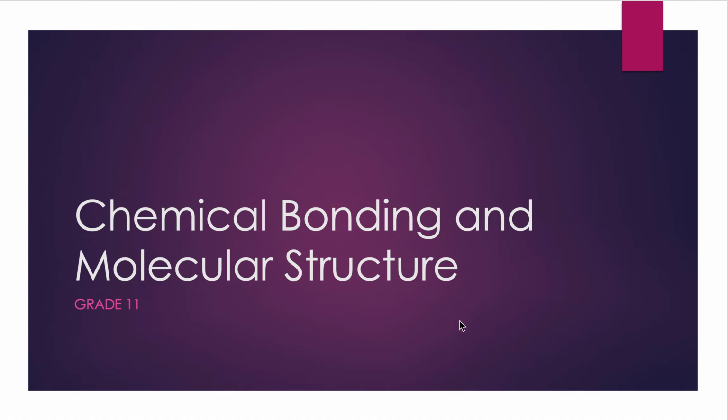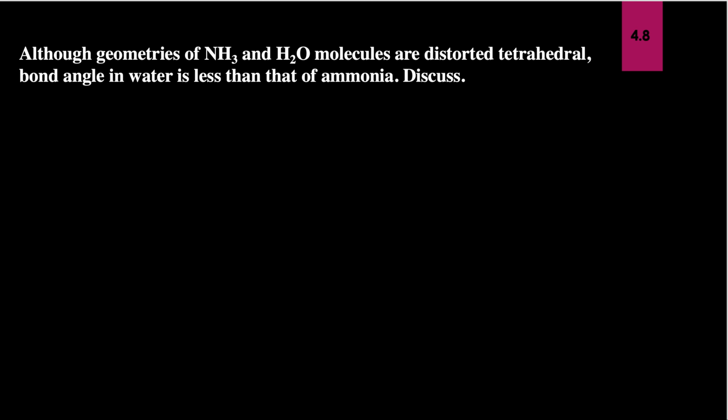In today's video, we are doing another question from chemical bonding and molecular structure, which is question number 4.8. Now, in this question, it says, although the geometries of ammonia and H2O molecules are distorted tetrahedral, bond angle in water is less than that of ammonia. Discuss. So here, when we say distorted tetrahedral, first you need to understand one thing, that when you look at the molecules given to you, one is ammonia and the other one is water.